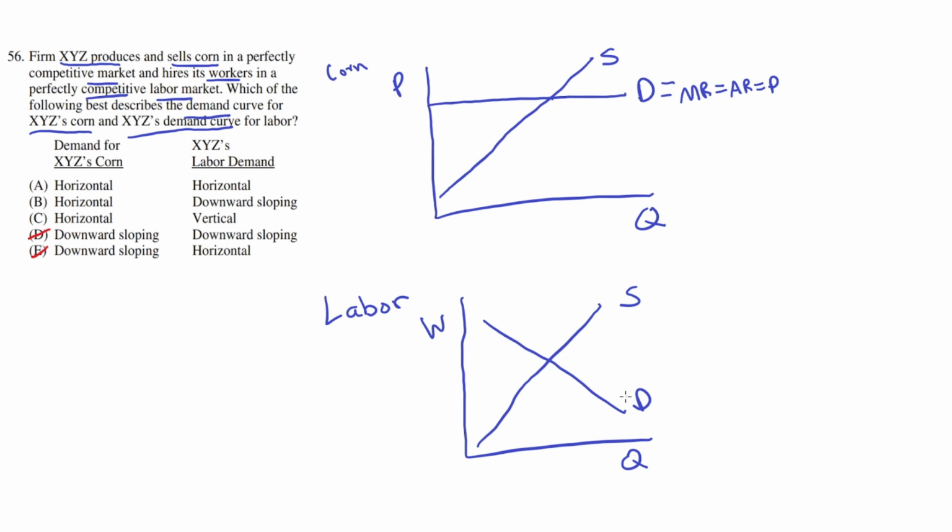Now, in this case, the demand curve is downward sloping. Therefore, the labor demand curve must also be downward sloping. And looking at the answer choices, we can clearly see that option choice B shows a horizontal demand curve for corn and a downward sloping demand curve for labor demand. So B is the correct answer.